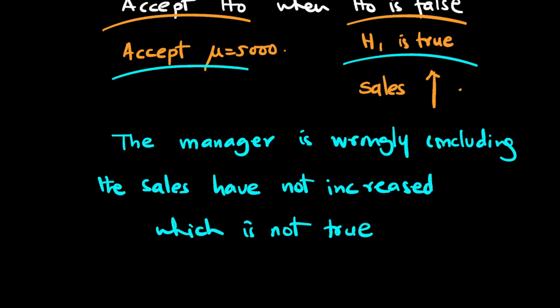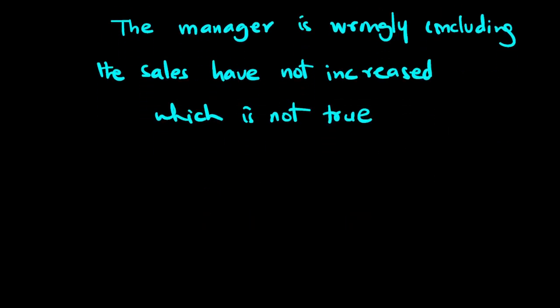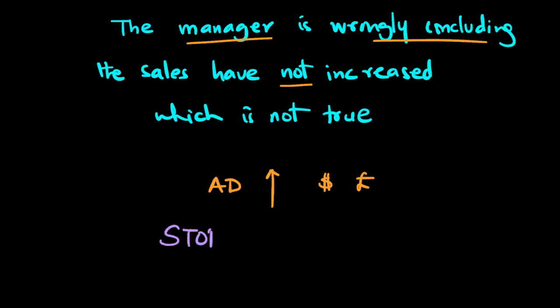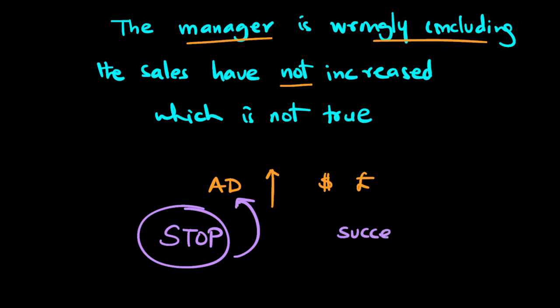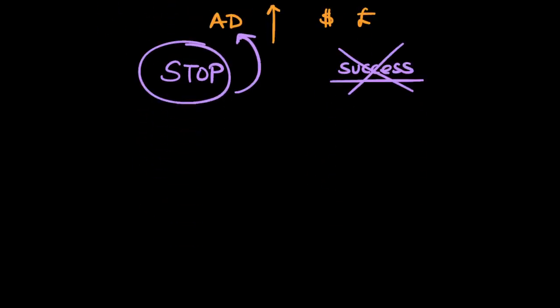That means the manager is making a mistake. What is the penalty of this error? The penalty is that even though the ad campaign was successful and was increasing the sales, the manager is wrongly concluding that it has not increased. That means there is a possibility that they might stop this ad campaign, and whatever success they have achieved in sales might go down. The sales will drop. So that is how the explanation of type 1 and type 2 is done in the context of this question.